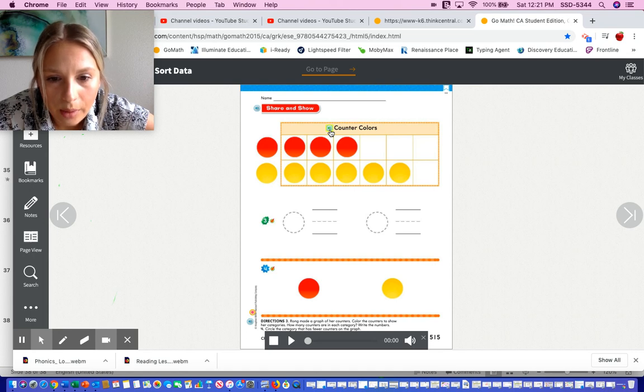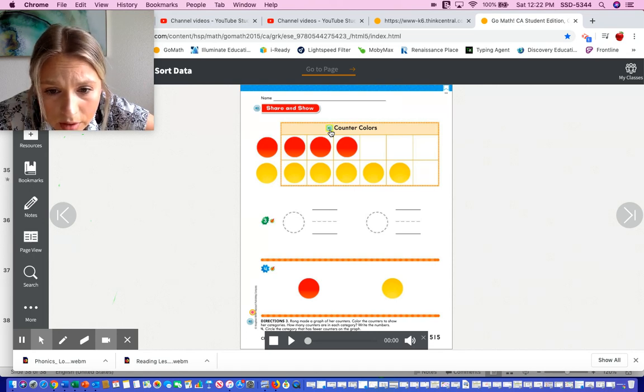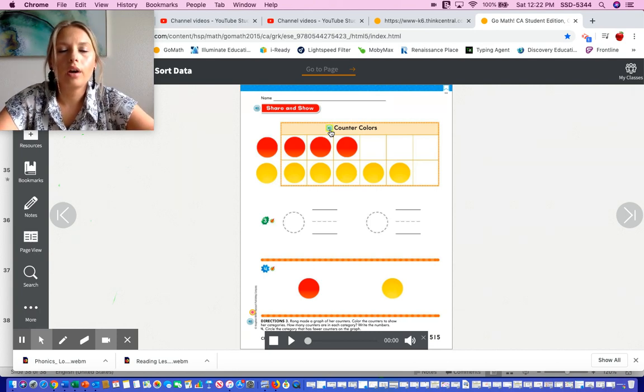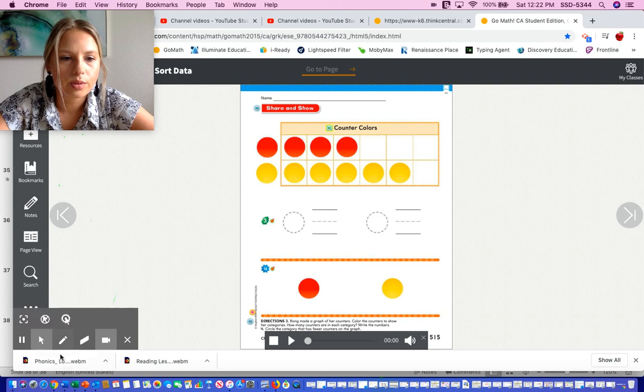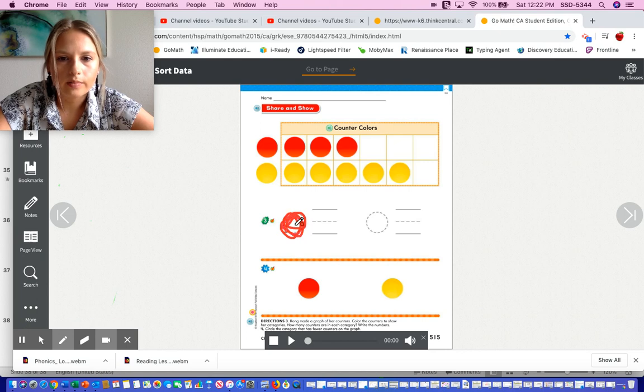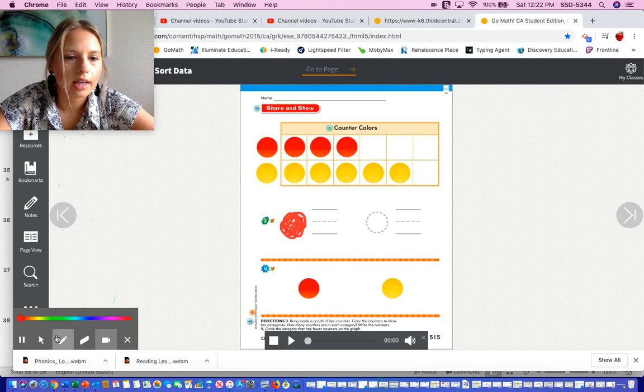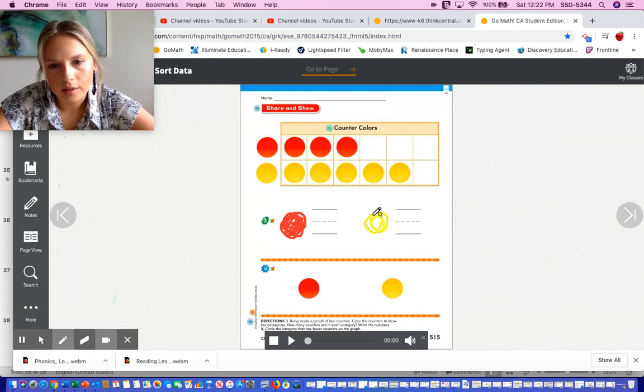Wrong made a graph of her counters. Color the counters to show her categories. So what are our 2 categories? The top row is what? Red. So let's color this one red. And what's our bottom row? That category is yellow.